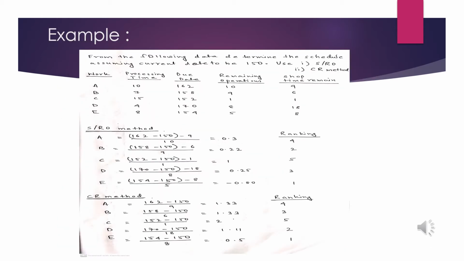Apart from the EDD method and the SPT method, in the case of a single workstation, the scheduling can also be done by two other rules, that is slack per remaining operations and the critical ratio. If I remind you of the formulas for slack per remaining operation and critical ratio, which we talked about in the previous slide, I'll come back to the formulas later on. Let's see the sum first. While calculating the solution, we will be discussing the formula as well.